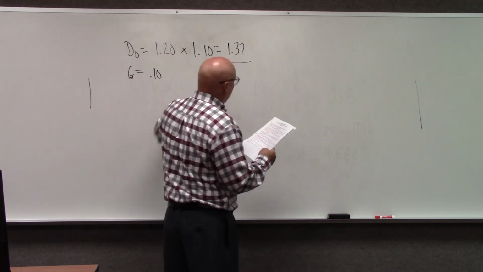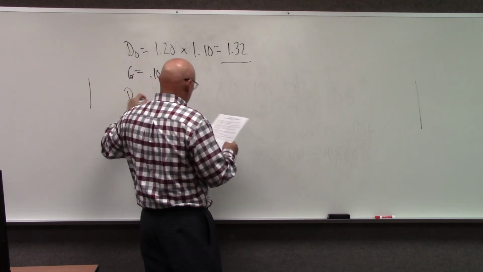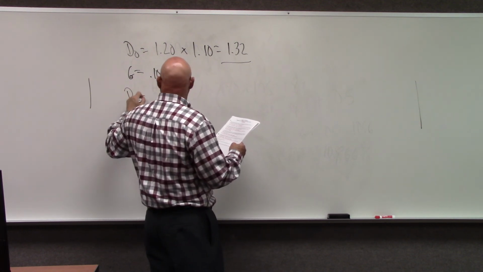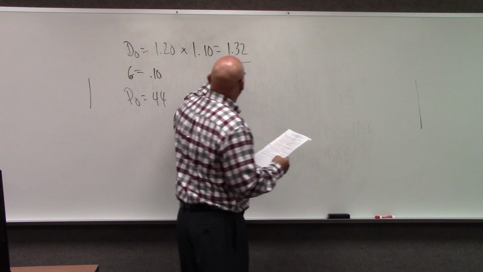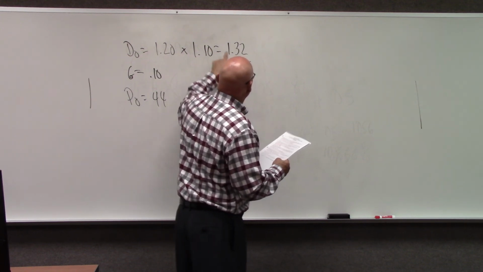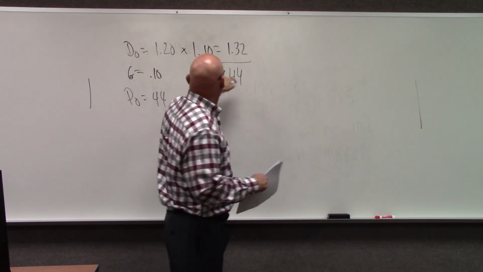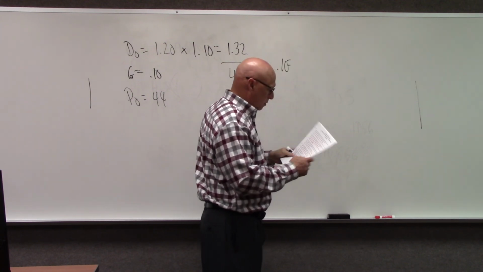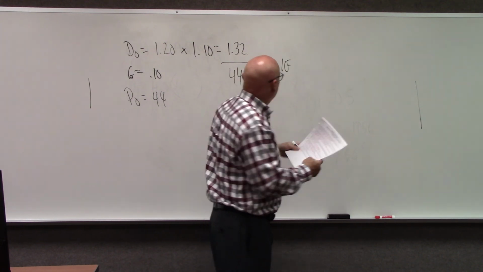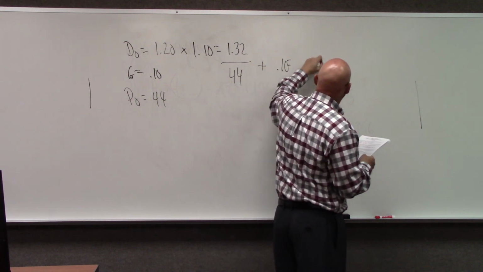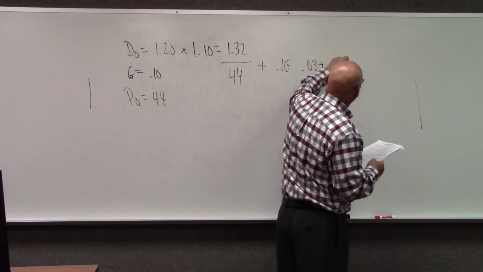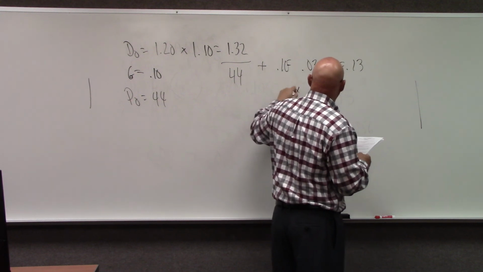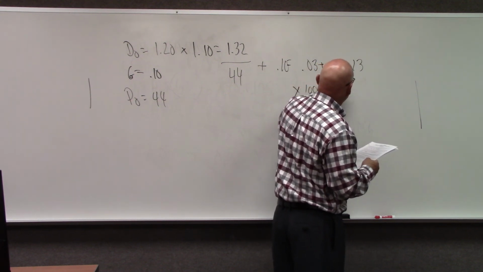So what we need now is P0, and P0 is 44. So I have $1.32 divided by 44 plus 10%. And that is equal to 0.03 plus 0.10 equals 0.13, times 100 equals 13%.